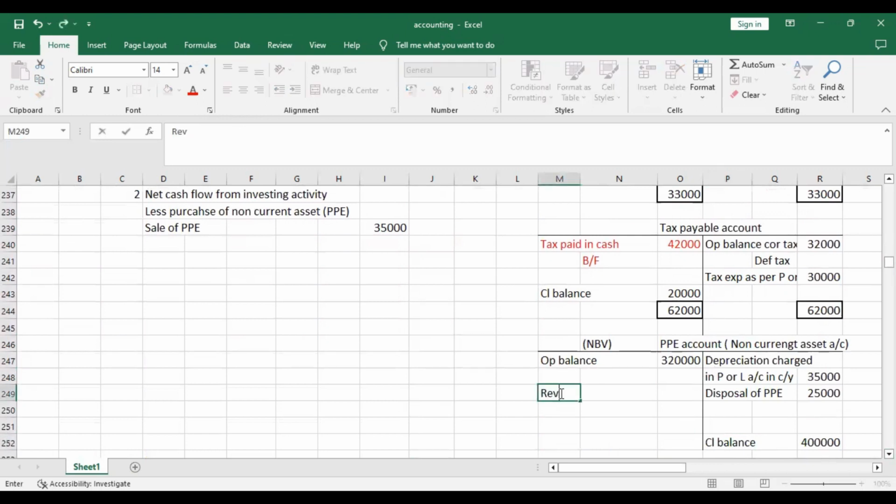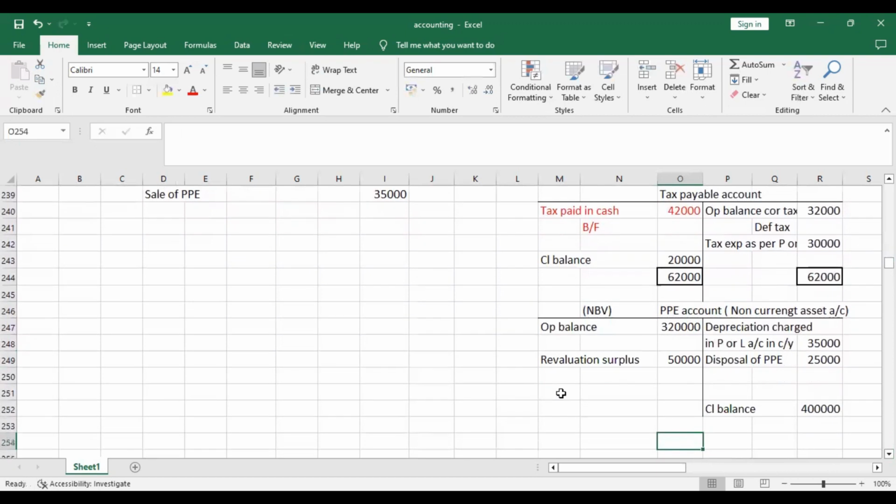So revaluation surplus. How much surplus in the current year? 50,000. With the 50,000 surplus, your PPE amount will increase. Very good. Are you clear? Then what else is there? There is no additional information.